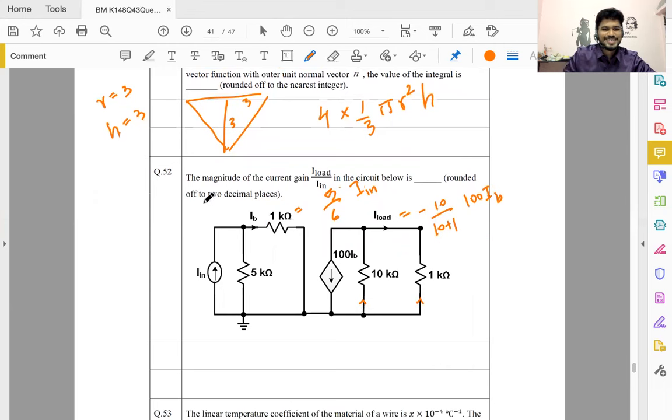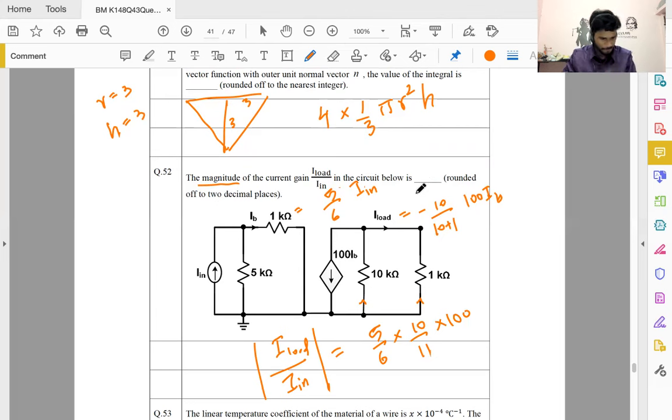Okay, someone said, oh, there is a mistake here. So I load by I in, the magnitude of that is what? Just the product of all this, 5 by 6 into 10 by 11 into 100. So I think the key makes sense, right? 75.5. So this is a trap.